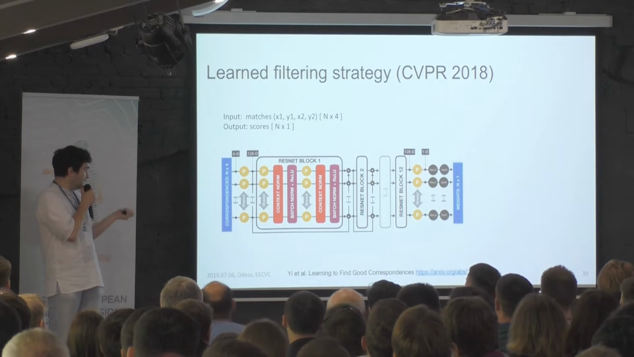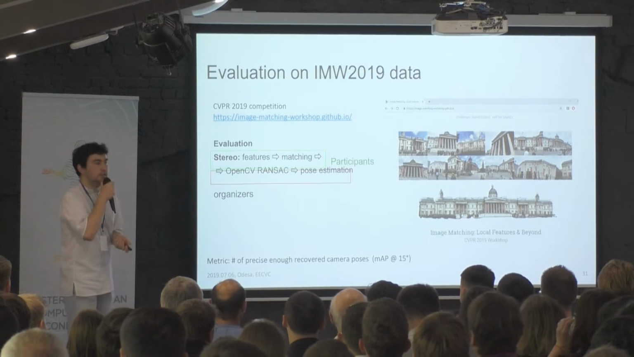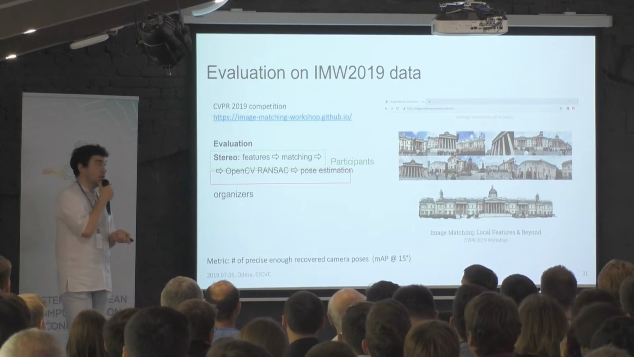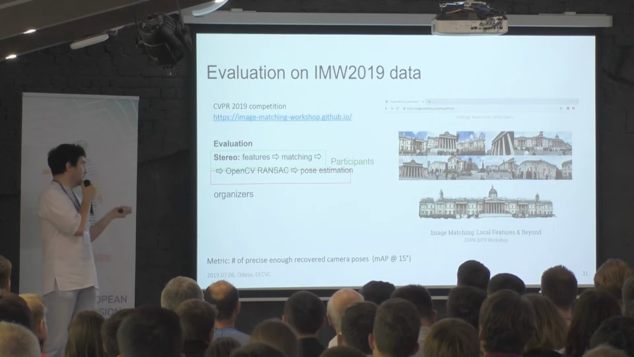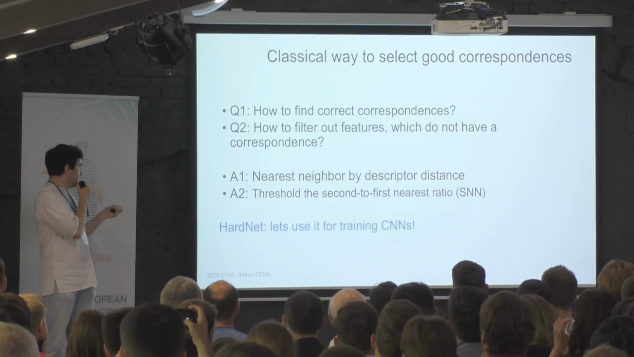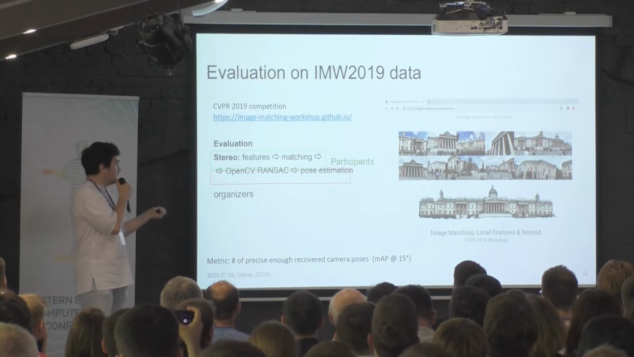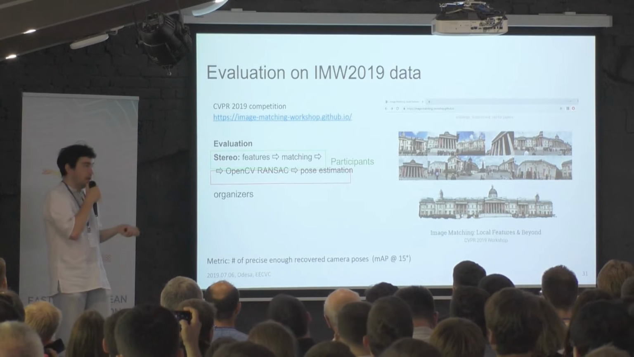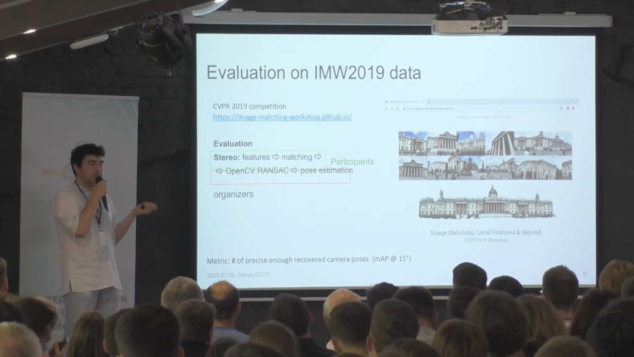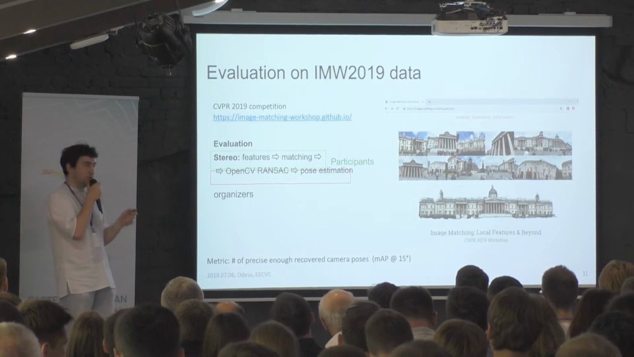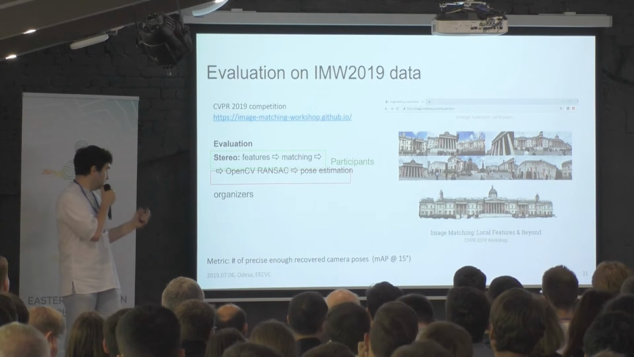Unfortunately, I don't have this for my toy example, but I have something better. This year at CVPR there was an image matching workshop and challenge. People submit their features and matching methods, and organizers run RANSAC, estimate the camera pose difference between two images, and then compare it to the ground truth pose difference, and basically calculate the number of precise enough camera poses recovered. More specifically, it's mAP at 15 degrees error.